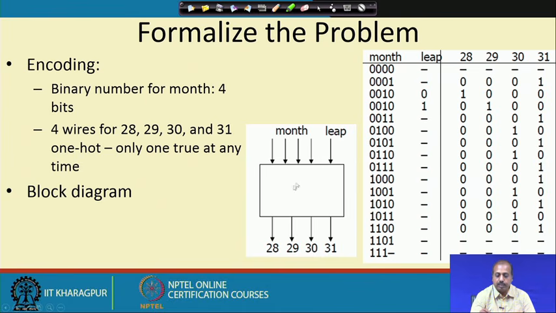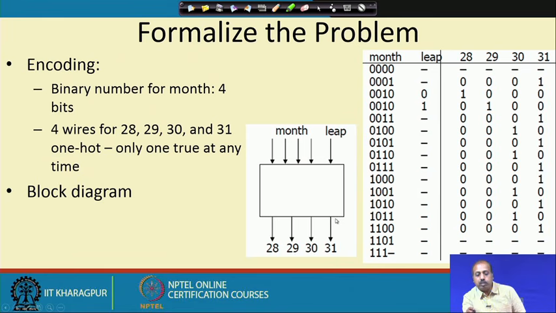Here you see that we have as input this 4 bit month and leap, and there are 4 outputs: 28, 29, 30 and 31. So, if it is a 28 day month, then this output will be 1, rest will be 0. Similarly, if the number of days in the month is 29, then this output will be 1, rest will be 0, and similarly for 30 and 31.